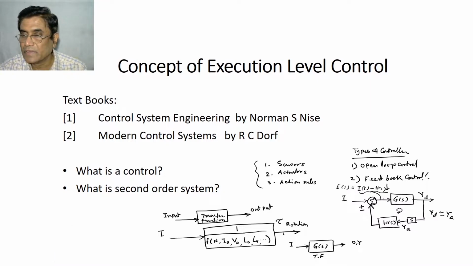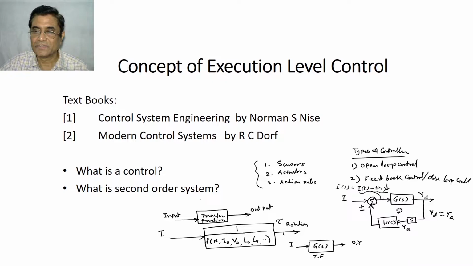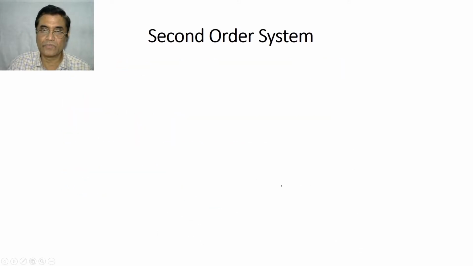Because you see, it is closed loop control because the loop is closed here. So it's the open loop control, closed loop control, and sensing, acting, action rules. These are the basic components of a control which we discussed. And we also told you that today we will discuss more about second order systems.